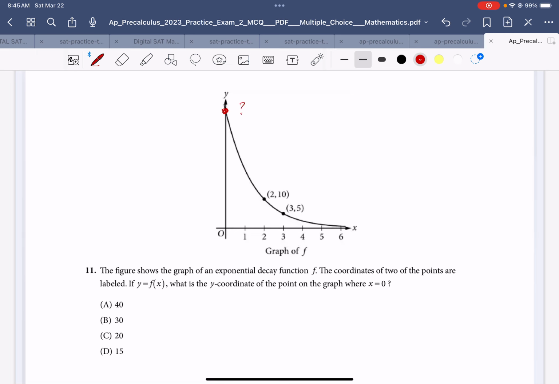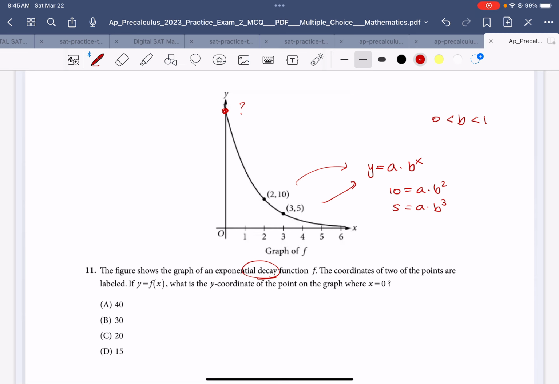Okay, so that means you need to set up an equation. So the exponential decay function is y equals a times b to the x, right? And since this is a decay, b has to be between 0 and 1. So let's use these two points to figure out the a and b values. So 10 equals a times b squared, and the other one, 5 equals a times b to the third power.